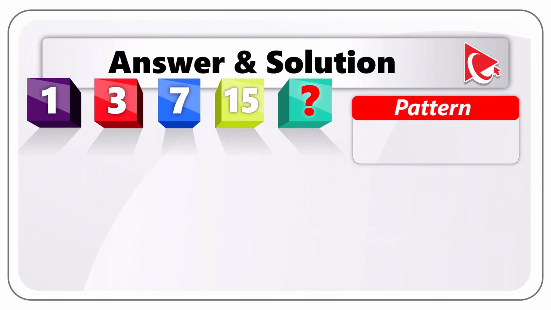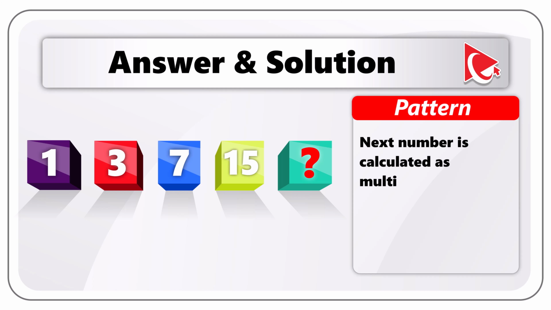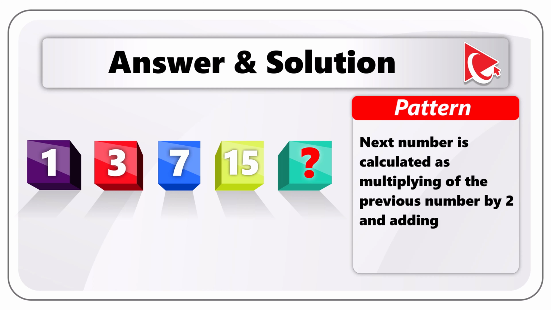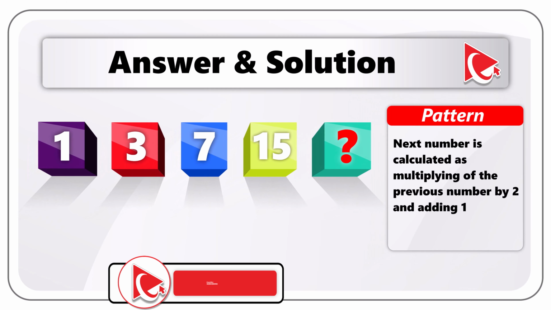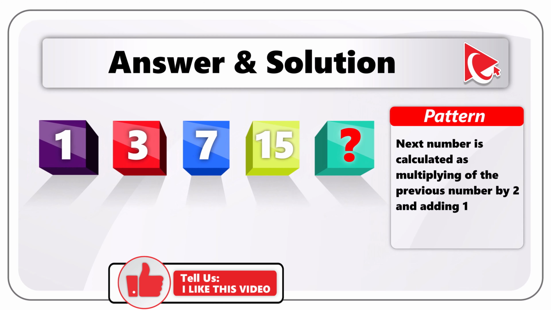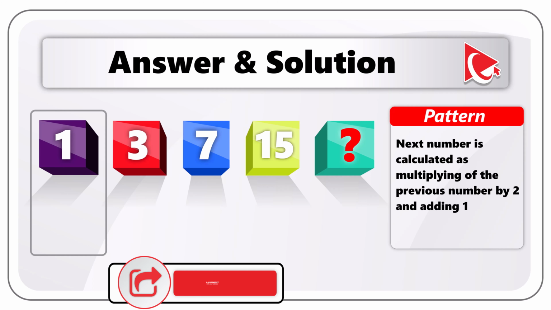Let's look at the pattern in this particular question. Here, the next number is calculated by multiplying the previous number by 2 and adding 1. Let's look at some specific examples to better understand what's happening. Our first number is 1, which is given.